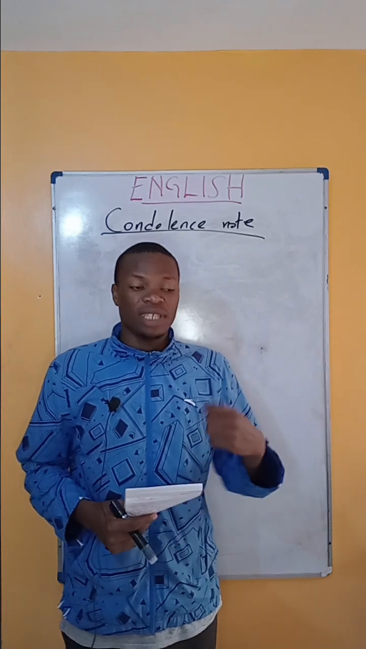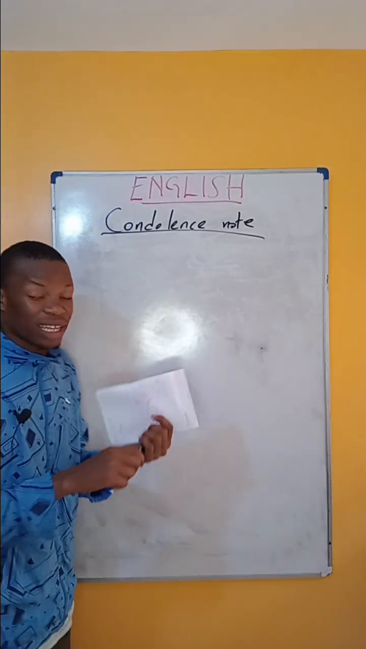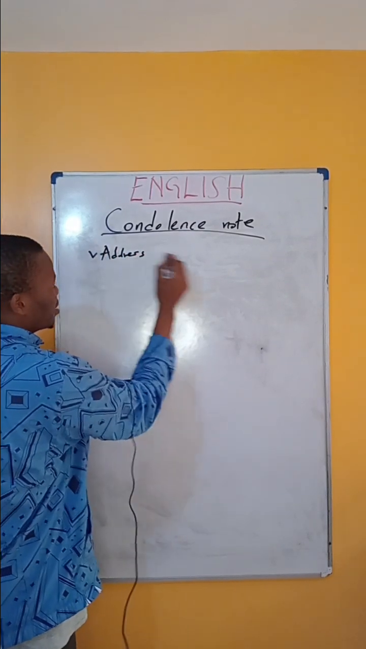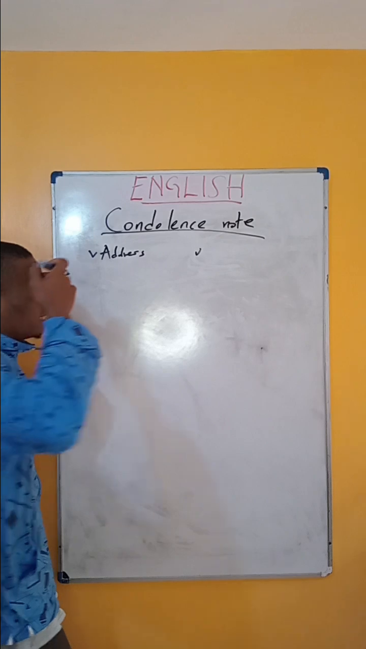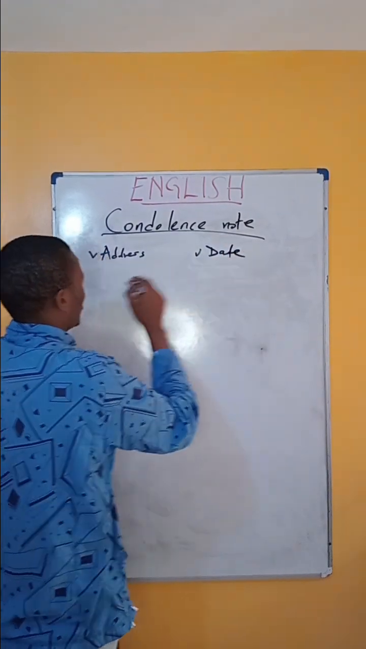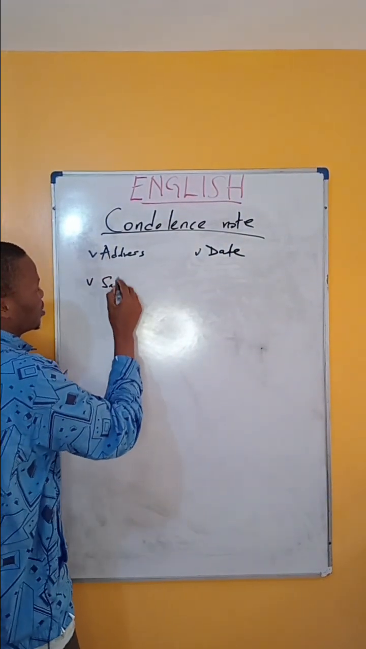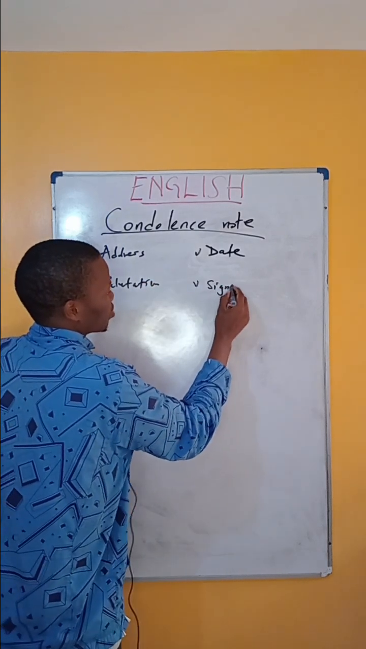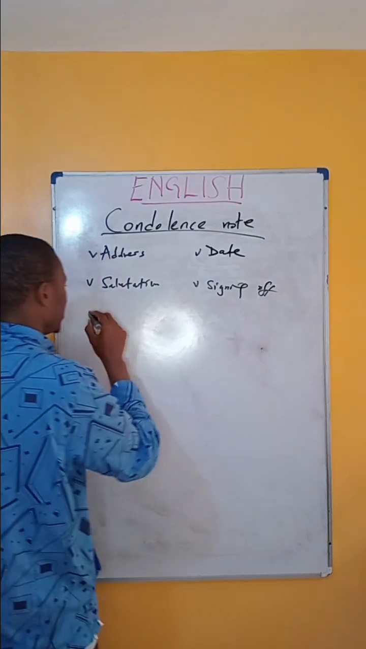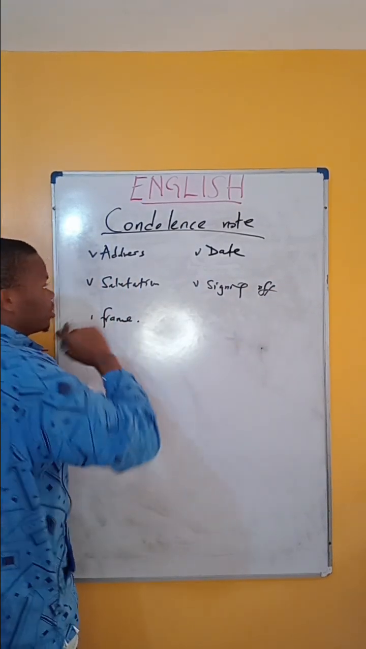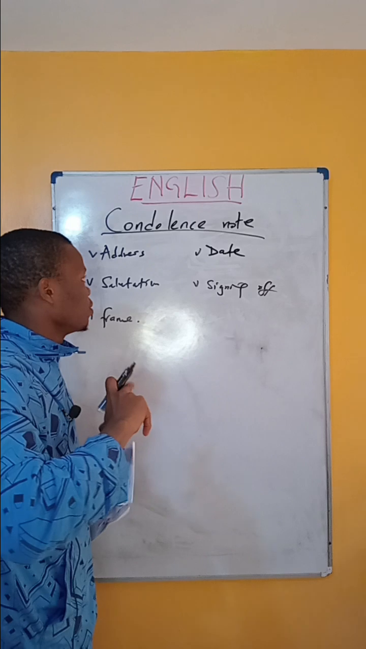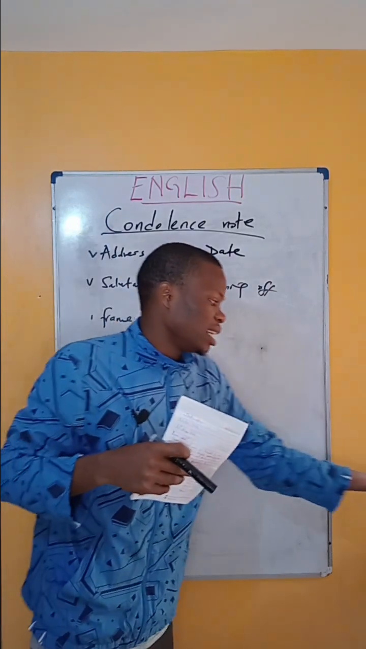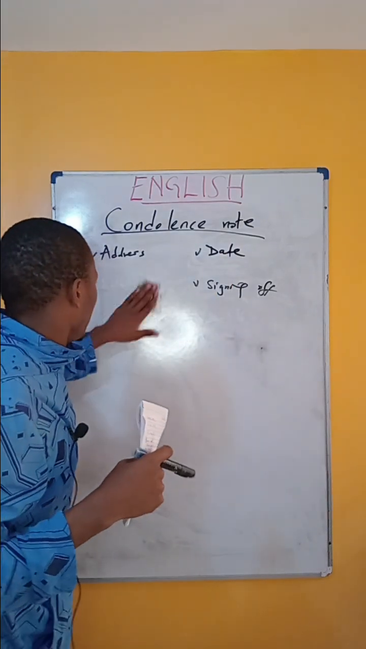Now, in terms of format, it's quite simple, just like the thank you note and congratulatory note. Number one, it has the address. Number two, it has the date. Number three, it has the salutation. It has the signing off. And lastly, it has the frame. These are the elements that constitute the format of a condolence note, and I'm going to do a sample so that you can see how the content is formulated.